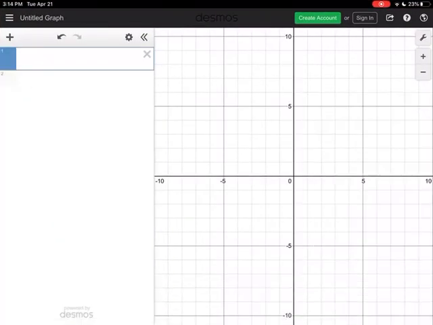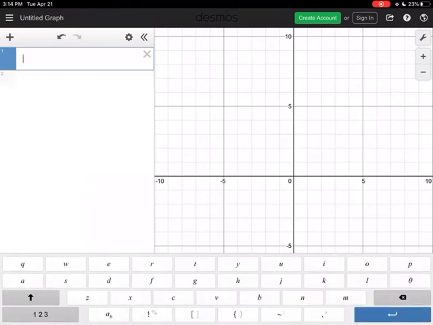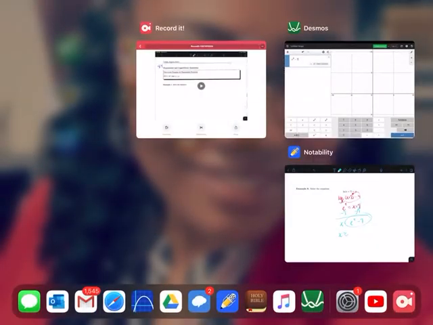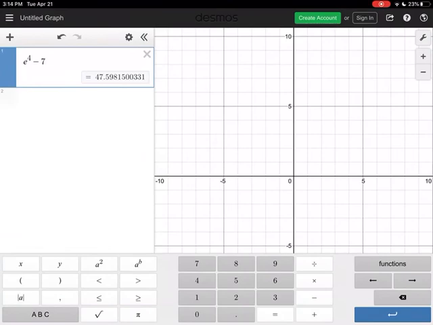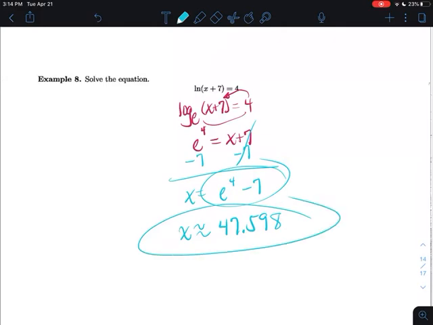In Desmos, we just hit the ABC button down here at the bottom. So e, raise it to the 4th, and then there's a minus 7. So that would be 47, to 3 decimal places, 47.598. Approximate answer.